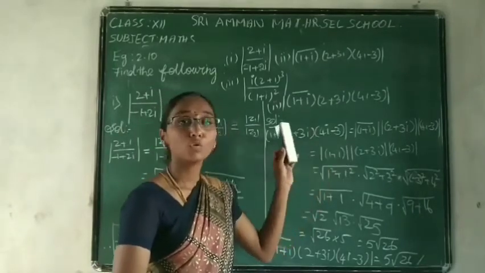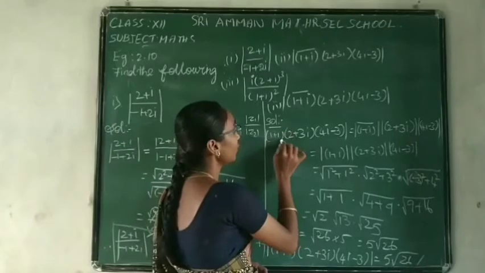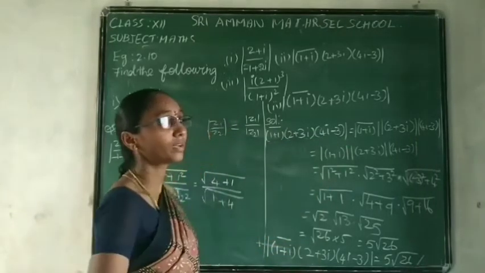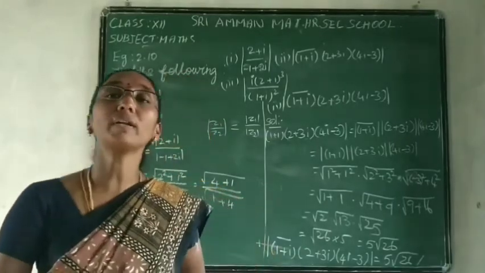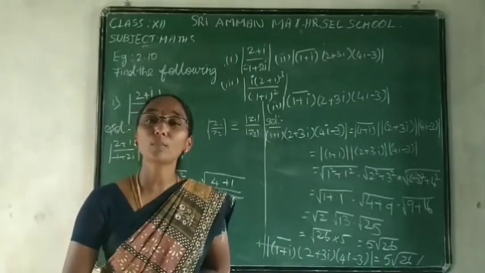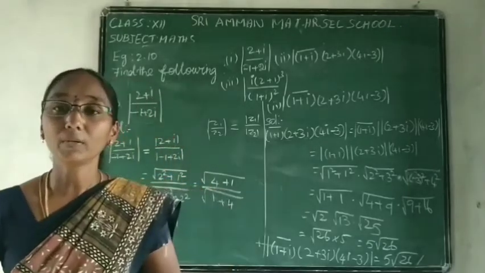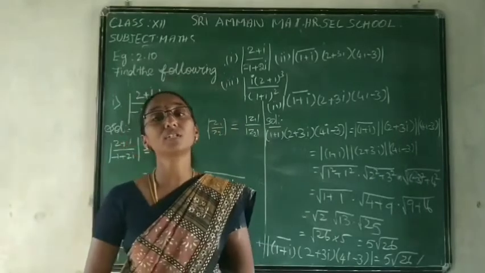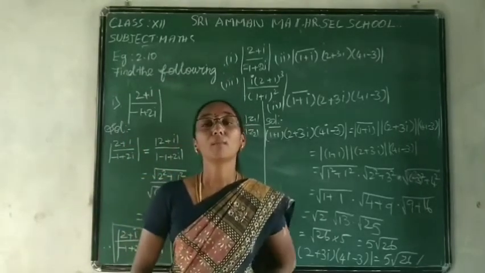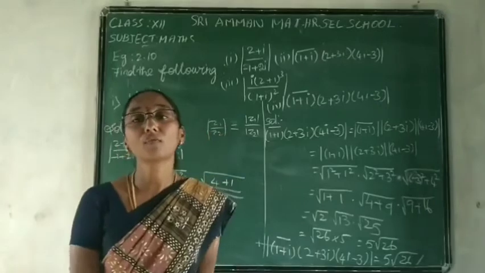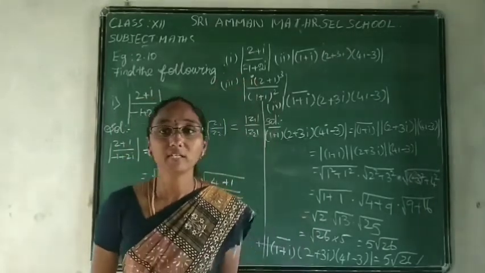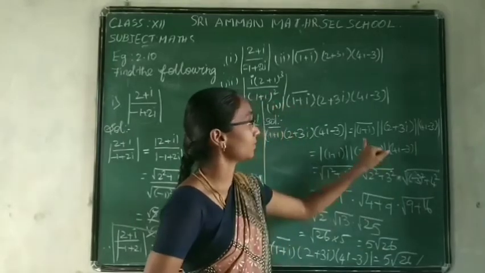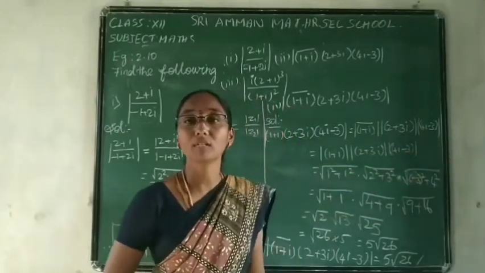This part is a complex number, this part is a complex number, and this part is a complex number. Consider them as z1, z2 and z3. In the geometrical representation, the modulus of the multiplication of three complex numbers, modulus of z1 z2 z3, is equal to modulus of z1 into modulus of z2 into modulus of z3. In the same manner, in this question the first step is separating the modulus.